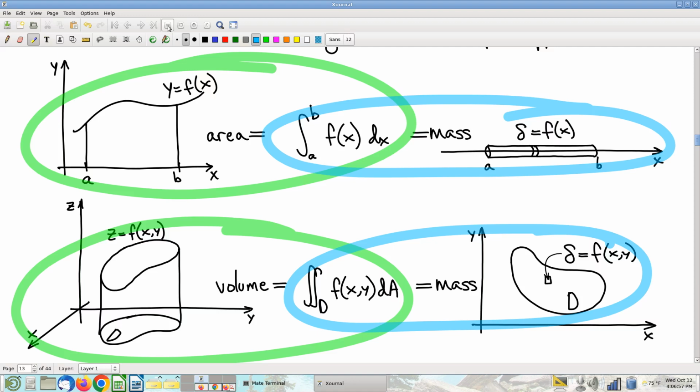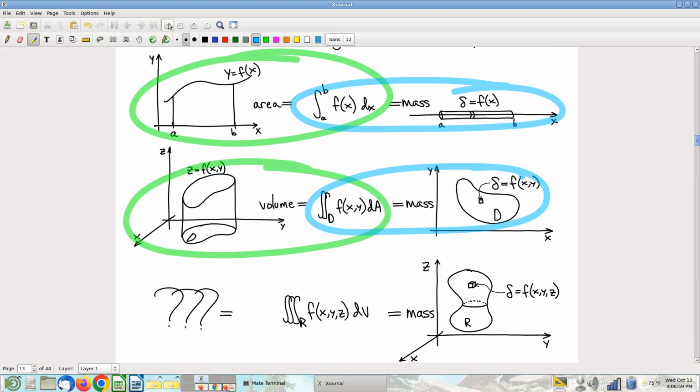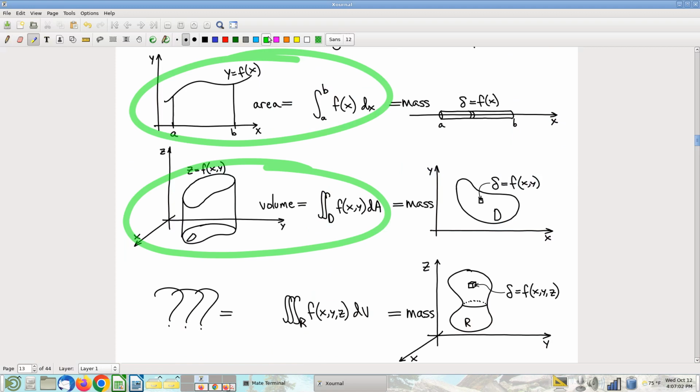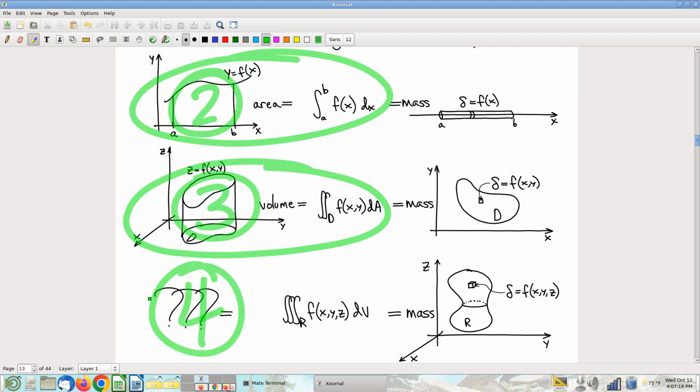So, how come I didn't continue with the green here? Well, we run out of dimensions, right? If you want to continue this pattern, where we have a two-dimensional picture to represent a single variable integral, and a three-dimensional picture to represent a double integral, we would need a four-dimensional picture to represent a triple integral, and we can't. Our brains don't work that way. We can't visualize four dimensions. So, crash and burn. Everybody with me?